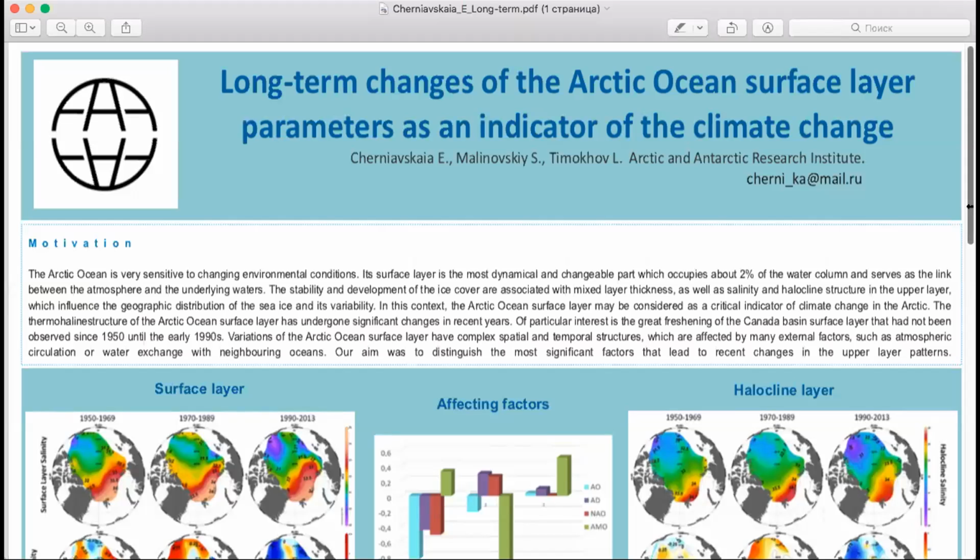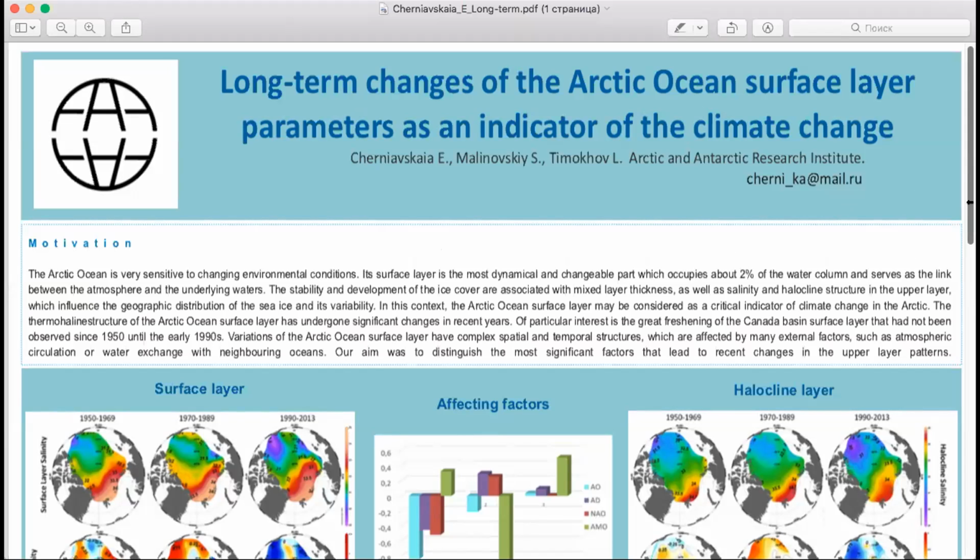Okay, can you see my screen? Yes. Cool. Okay, so my name is Ekaterina Chernyavskaya, and I'm from the Arctic and Antarctic Research Institute. And my poster is about long-term changes of the Arctic Ocean surface layer.